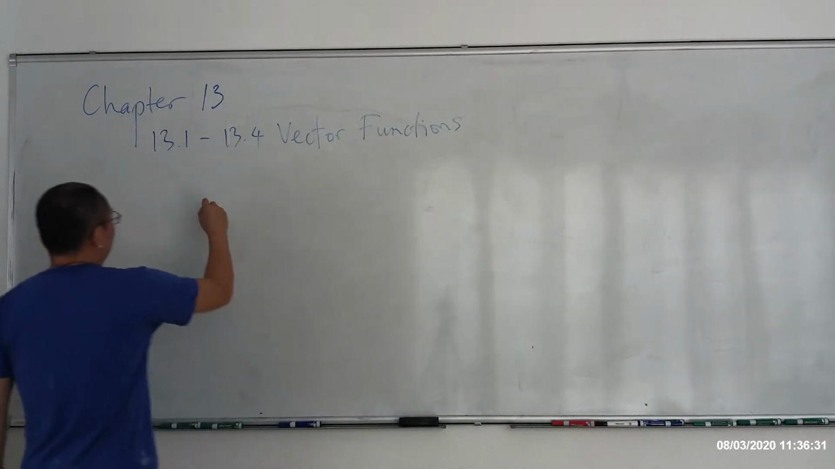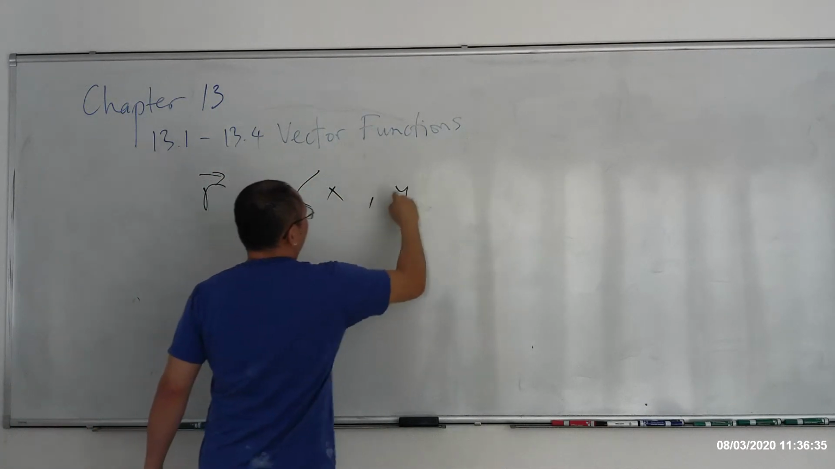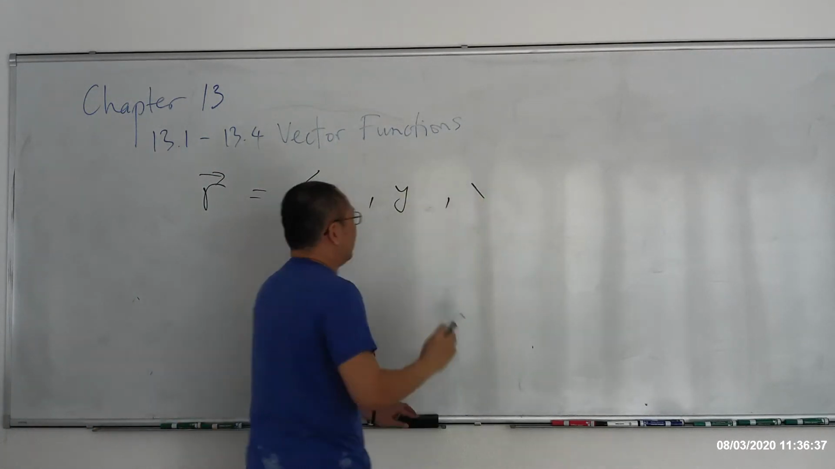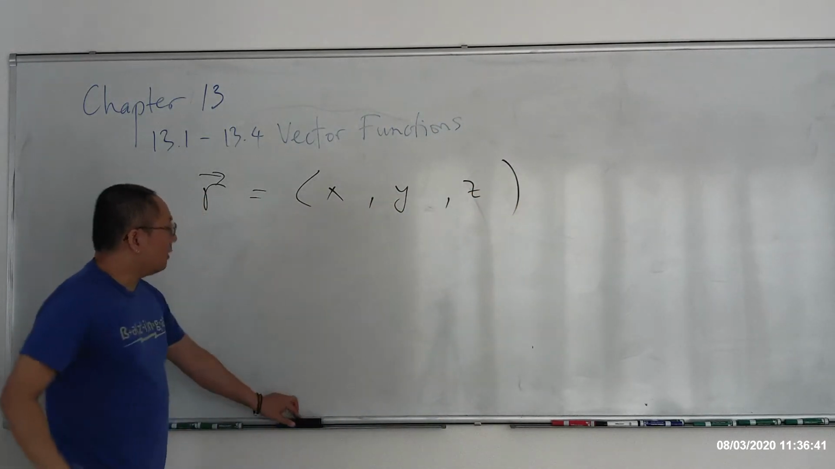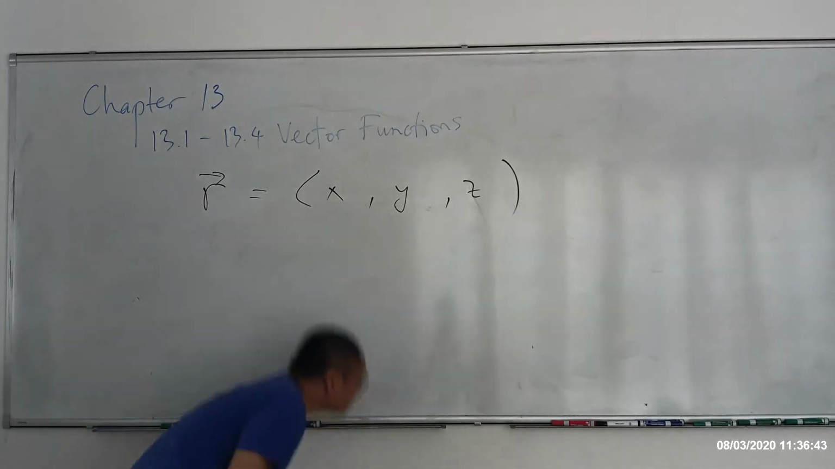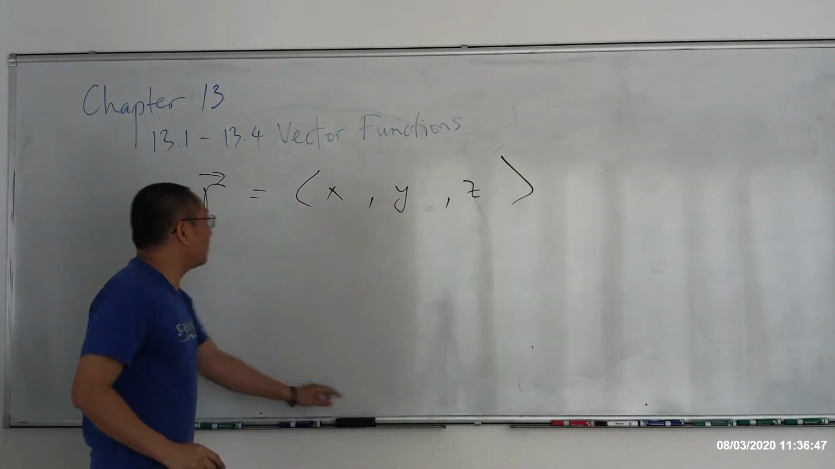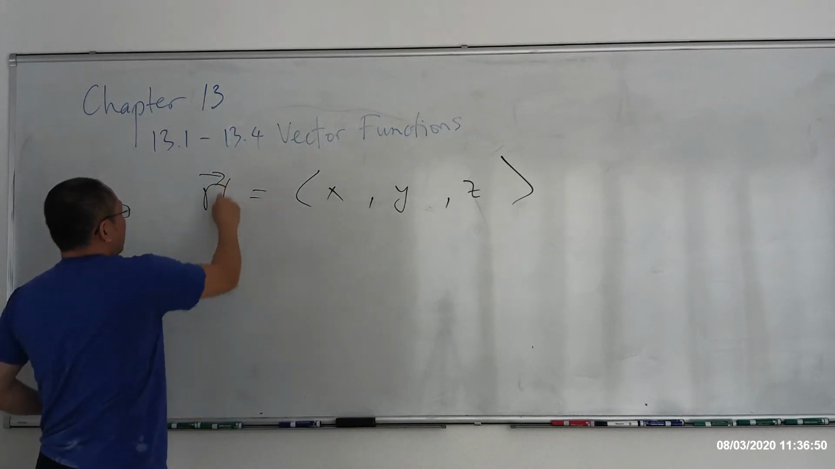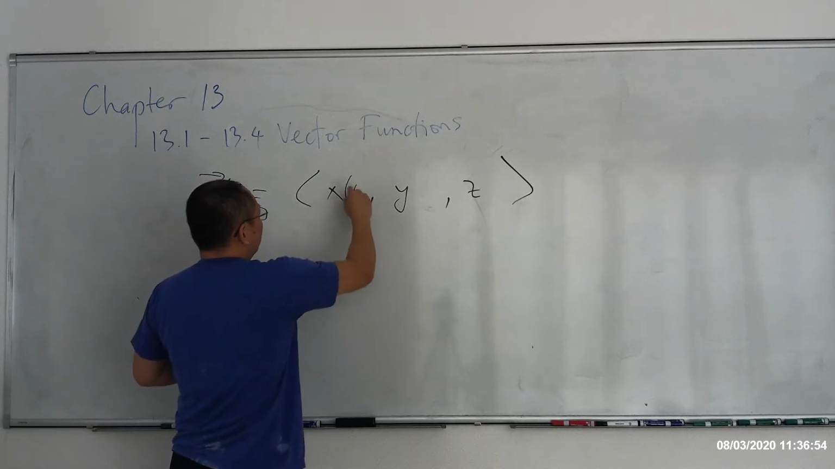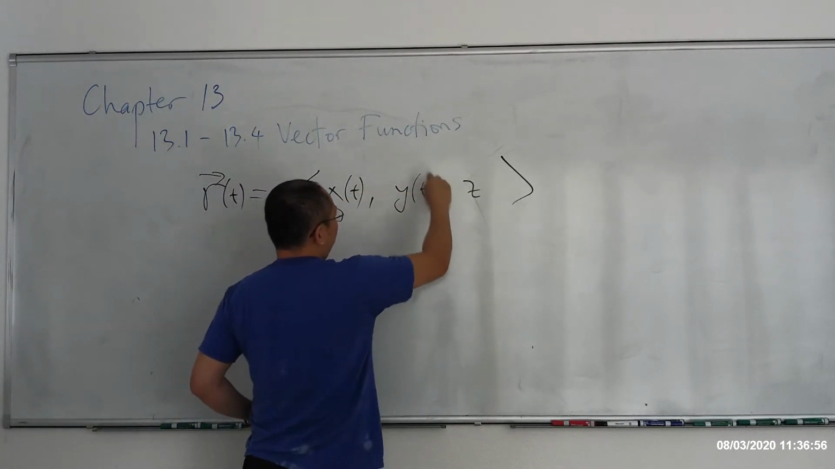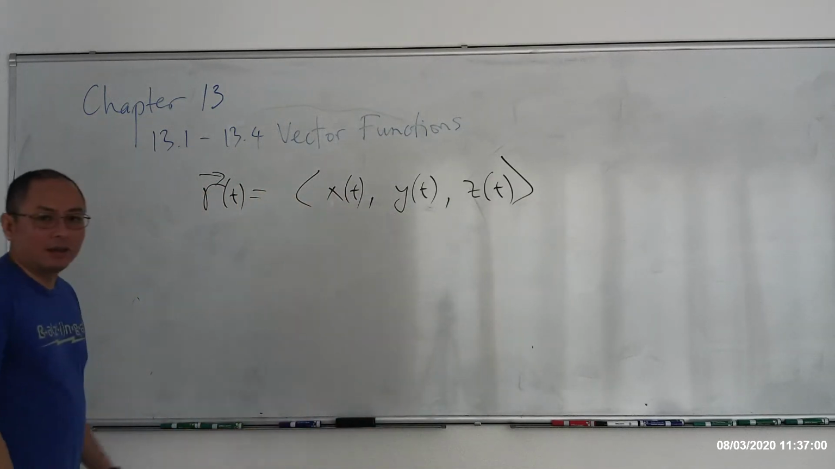Let's start with the function R is x, y, z, right? It's in 3D, so R is a vector, expressed this way with angle brackets. Now, in terms of function, what does it mean? When R changes in terms of t, you think of the x coordinate as a function with respect to t. y is also a function with respect to t, and z is a function with respect to t. And we call it the vector function.